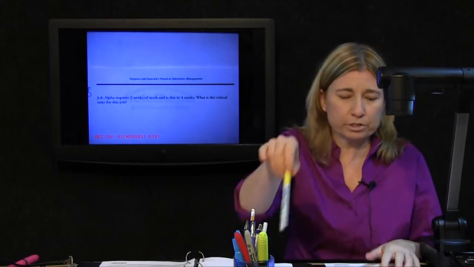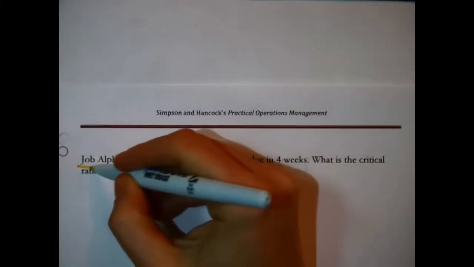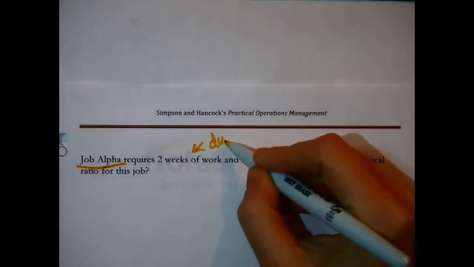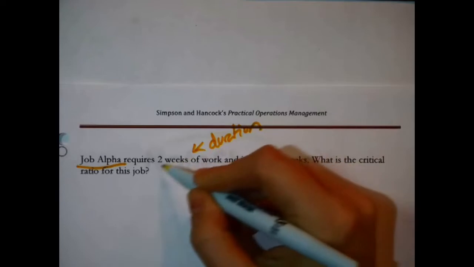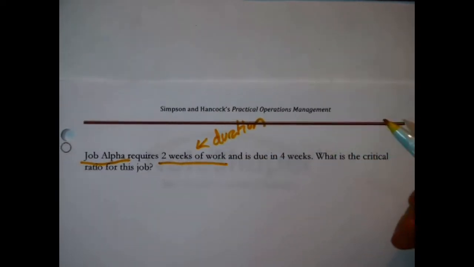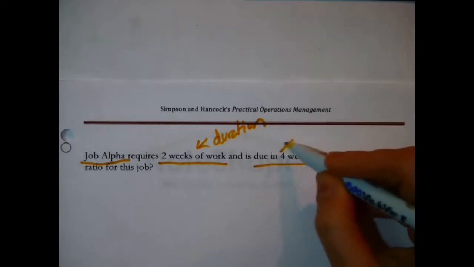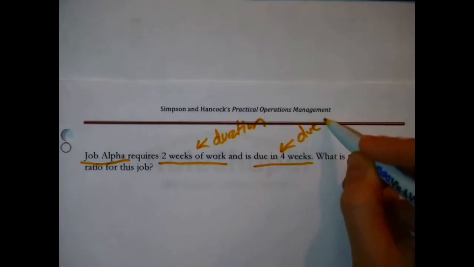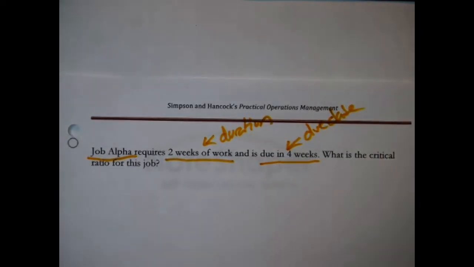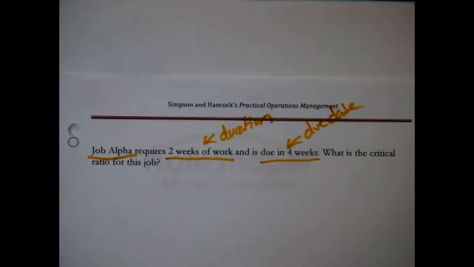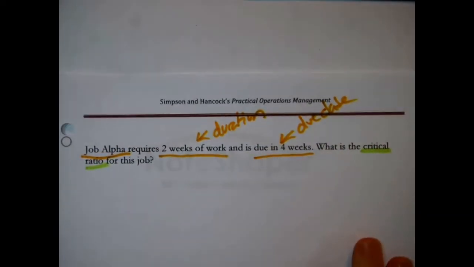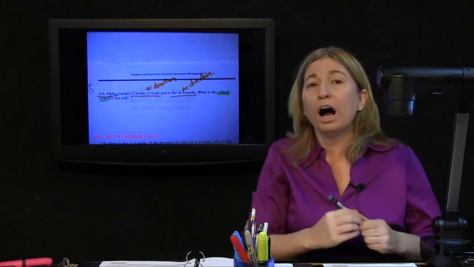Job alpha, something to be done, requires 2 weeks of work. That's what I mean by duration: how long it will take us to do it, and it is due in 4 weeks, the due date or deadline. Now, what's the actual question here? What is the critical ratio for this job? Okay, so a calculation based on this information.